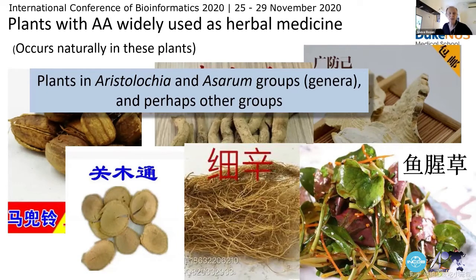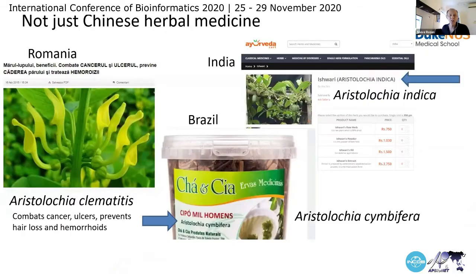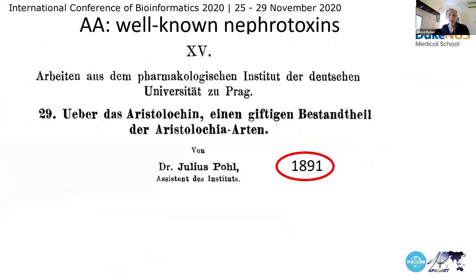But I should say that these are all plants in the genera Aristolochia or Asarum groups. They're not just found in Chinese herbal medicine; they're used in herbal medicine in Europe, in South America, and in India. They're well-known kidney toxins, well-known nephrotoxins.